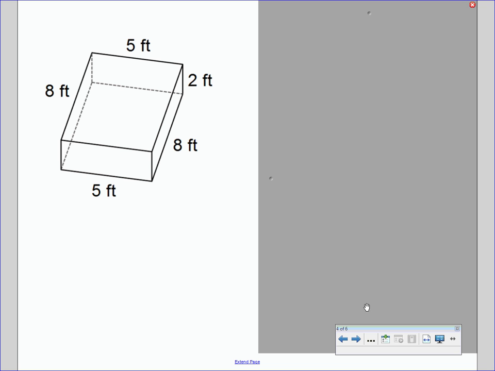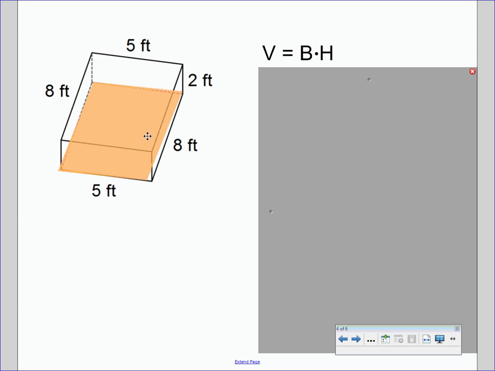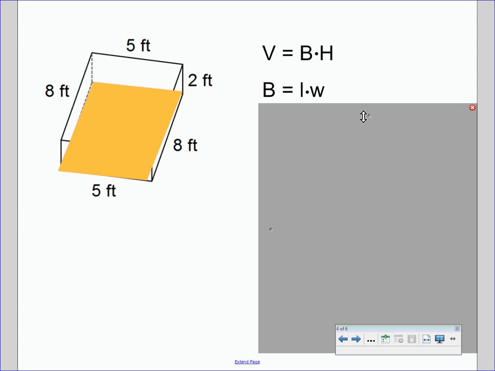Let's take this as an example. This is a rectangular prism. The basic formula, of course, is volume equals base times height. What is the base here? Well, the base is simply a rectangle. So the first thing we need to do is find the area of that rectangle, and the formula for the area of a rectangle is length times width.